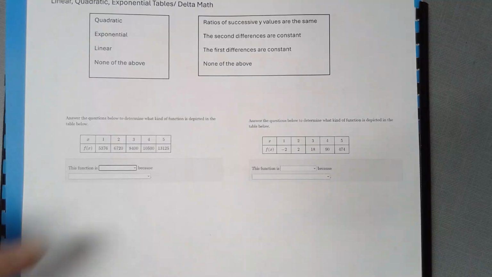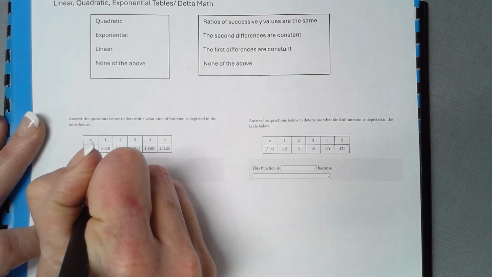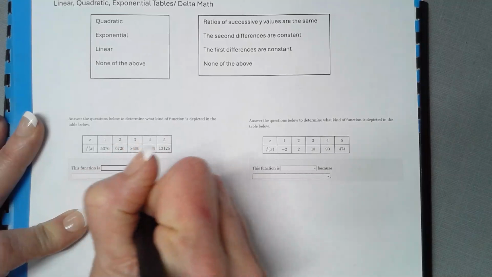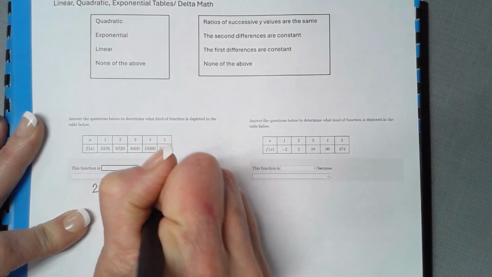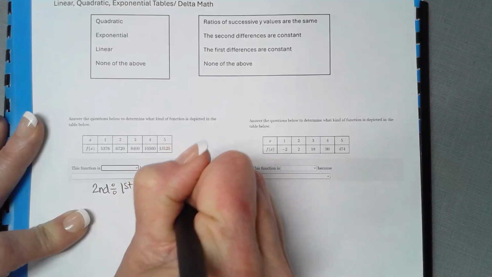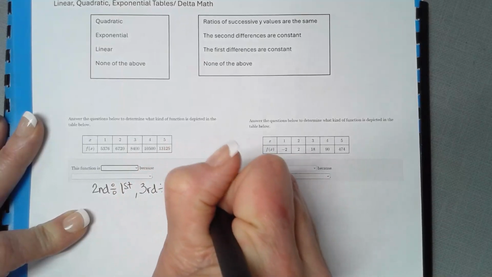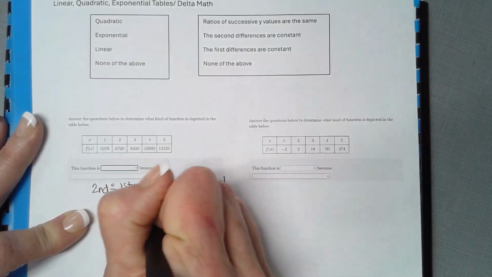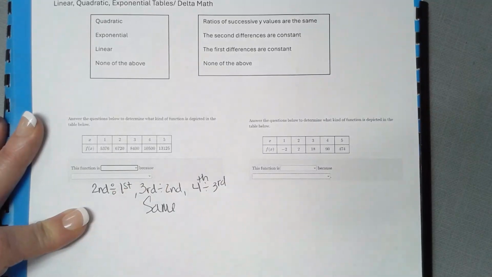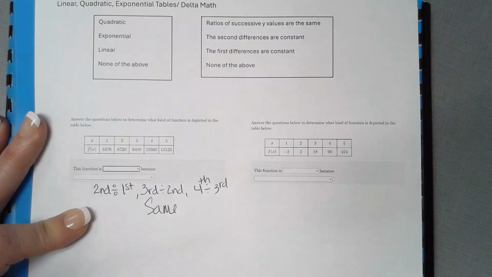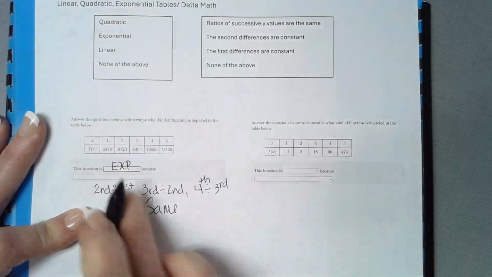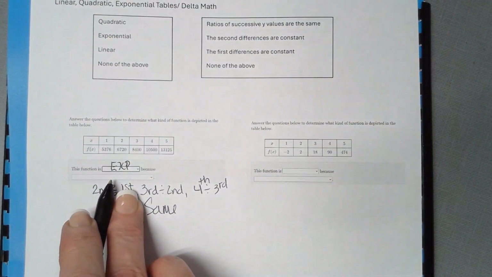Okay? So, if you'll notice, I'm just showing you the notes here, we did second divided by first. We did third divided by second. We did fourth divided by third. And it was the same. So, y'all, that's exponential. Remember, multiplying and dividing, that's exponential. So in the first drop-down box, when it asks you what type of function, you would put exponential.